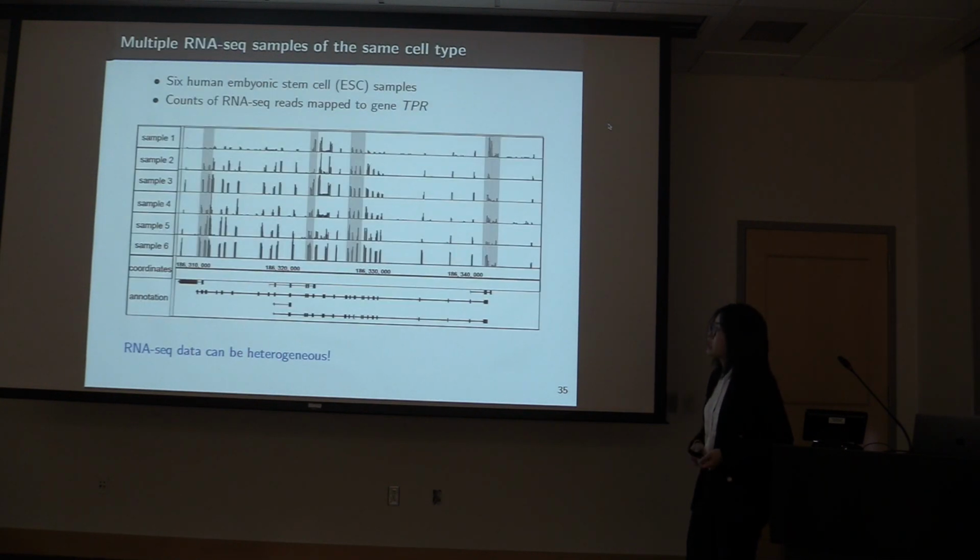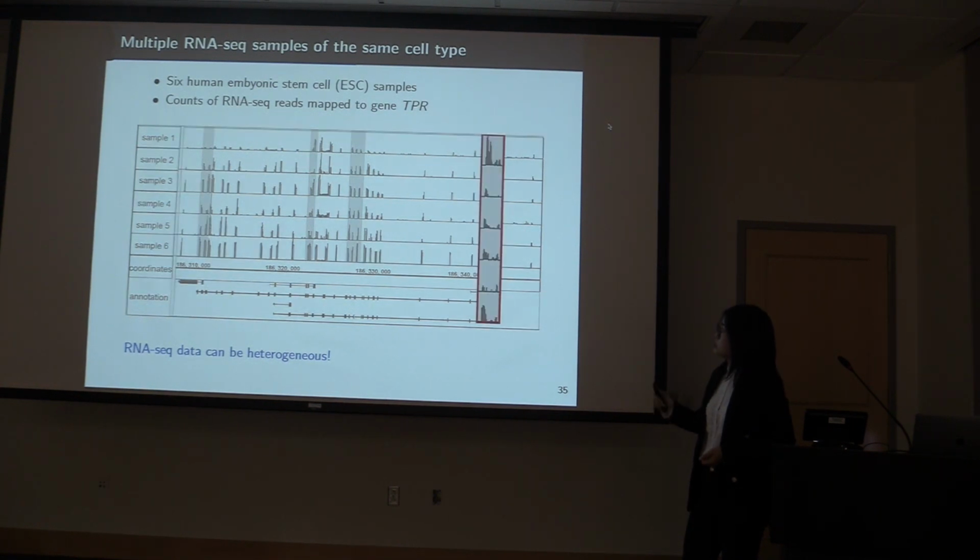For example, here I'm plotting the histogram of RNA-seq read counts mapped to the gene TPR in 6 human embryonic stem cell samples. If we look at these gray shaded areas, for example, I can zoom in to the fourth one. These samples do not agree well with each other in terms of RNA-seq read distribution, even though they come from the same cell type. This shows that RNA-seq data can be highly heterogeneous, and we must take this factor into consideration in our modeling process.